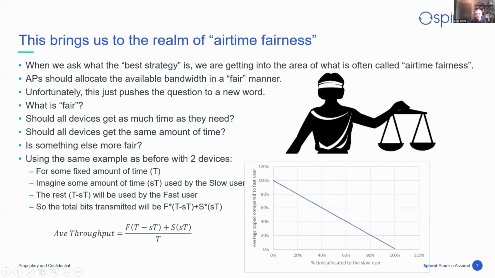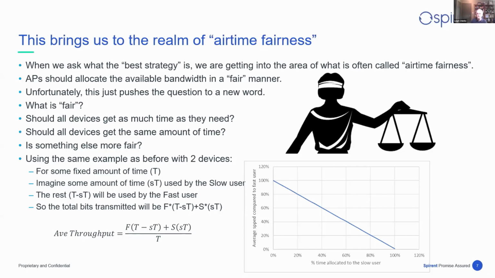So if we go back to that question then of what is the best strategy, we're actually heading into the realm of what people refer to as airtime fairness, right? So it would be a good idea then for the AP to treat things fairly. But that hasn't really helped because we haven't actually defined what it means, and we've just moved the question to a new word, which is fair. So what's fair, right?